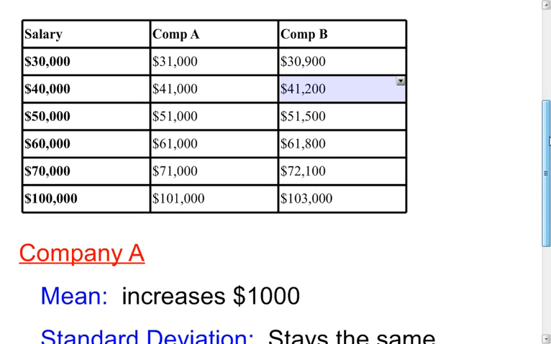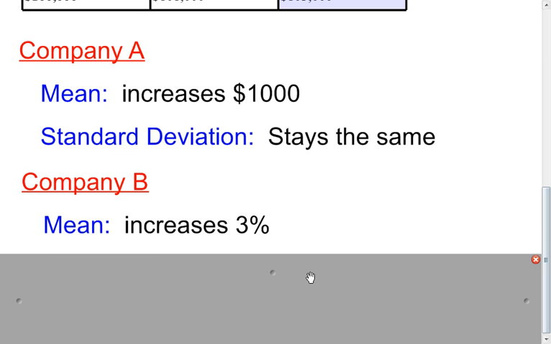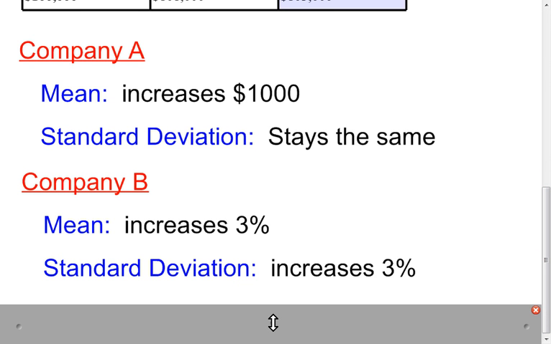Now, when we get to standard deviation at Company B, the deal is that 3% of $30,000 is a lot less than 3% of $100,000. If you're making $30,000, you only get a $900 raise. If you're making $100,000, 3% of $100,000 is a $3,000 raise. And so now the difference between the lowest paid salary and the highest paid salary becomes bigger, because 3% of a bigger number is more. So at Company B, the standard deviation is also going to go up 3%.